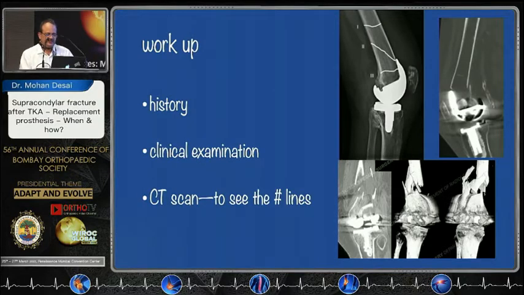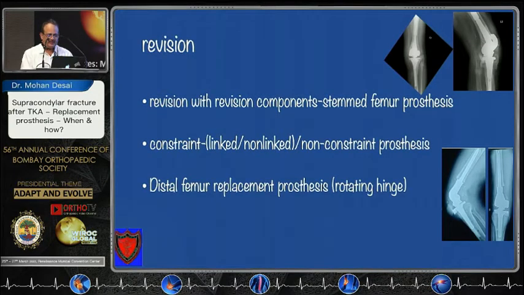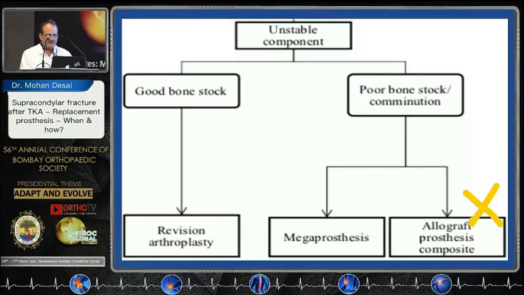History, clinical examination and CT scan would tell you many times that a so-called well-fixed prosthesis is in fact loose. Many times on the AP X-ray, a widened intercondylar distance will give a clue that it is not just a simple fracture, but a T-Y type of fracture. And the revision can be with revision components, a stemmed femoral prosthesis, or a constrained prosthesis, either linked or non-linked constraint, and then distal femoral replacement. So there are 3 different kinds of prosthesis that we can use.